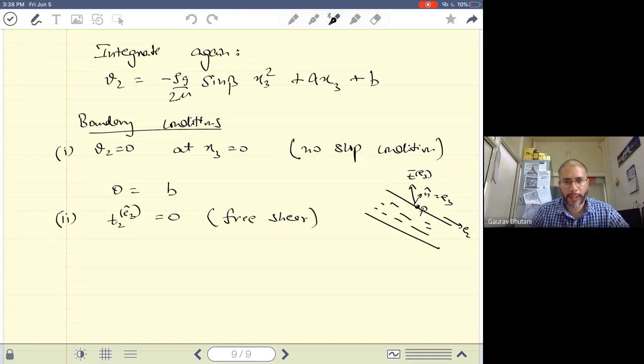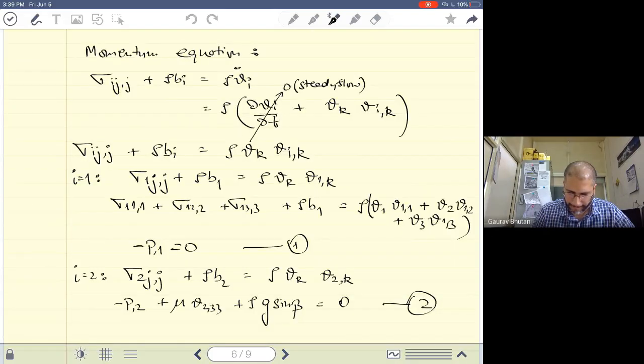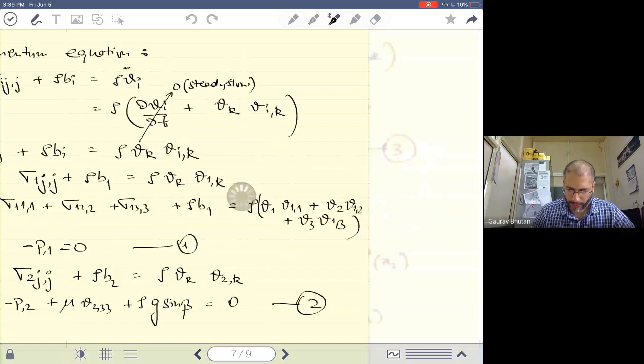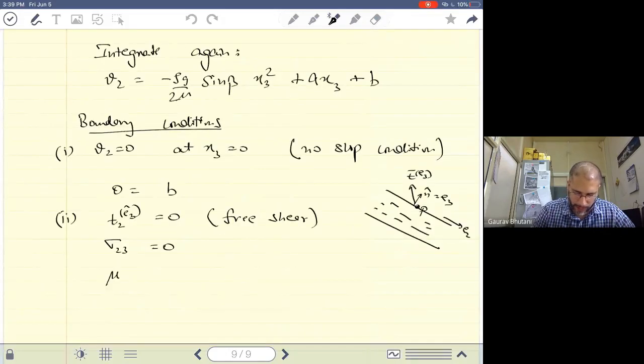So the shear component of the traction on the surface which has a normal along E3, that's the top surface, that is 0. So that means sigma 2 3 is 0. Now what was sigma 2 3? Sigma 2 3 was mu v2 comma 3. So we have mu times v2 comma 3 is 0.